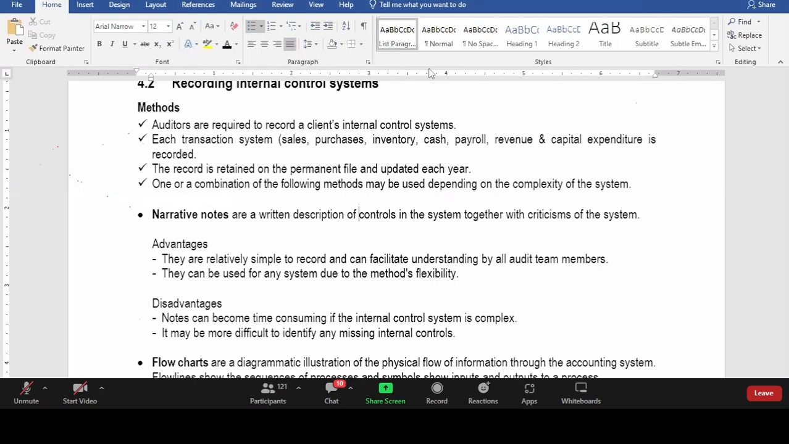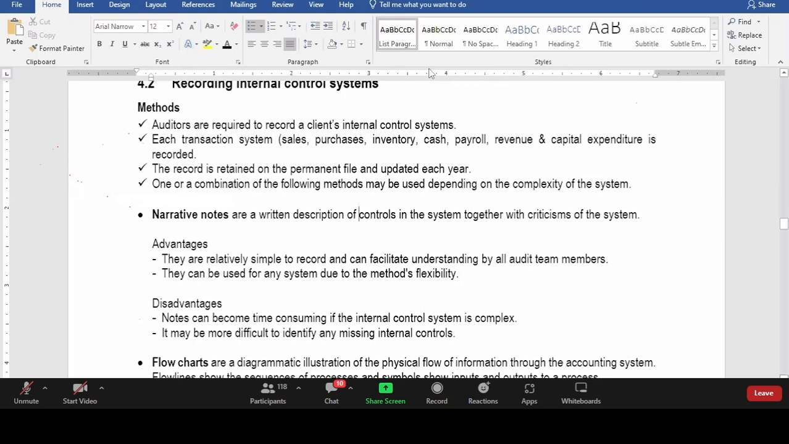That's why notes are appropriate for small entities, because the notes will be limited. But you cannot use notes when you are recording the system of MTN. You have to use another method. For a small firm like a shop or a salon, you can use notes because there isn't much to write anyway. Few documents, few procedures. Or notes can be used with other methods.